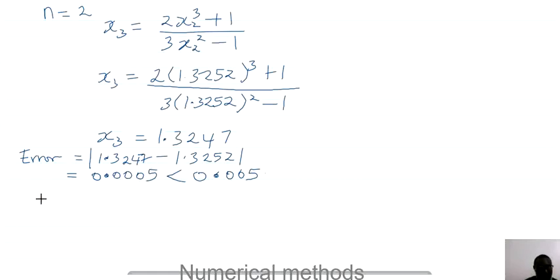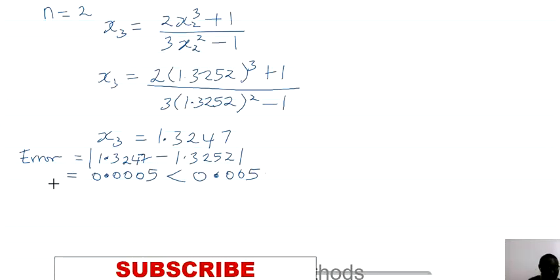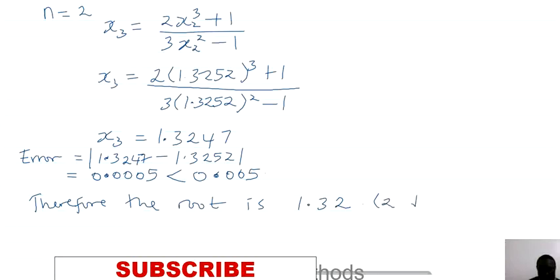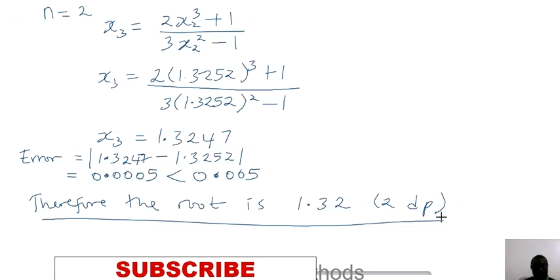So from here we now make a conclusion and say therefore the root is 1.32. This is to 2 decimal places, and that's where we stop. You only stop after making sure that the computed error is less than the maximum standard error.